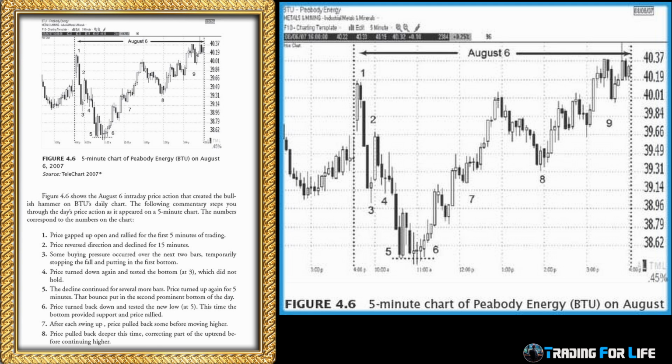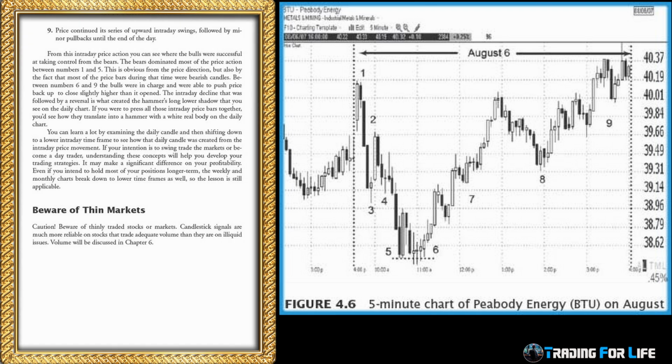6. Price turned back down and tested the new low at 5. This time the bottom provided support and price rallied. 7. After each swing up, price pulled back some before moving higher. 8. Price pulled back deeper this time, correcting part of the uptrend before continuing higher. 9. Price continued its series of upward intraday swings, followed by minor pullbacks until the end of the day.